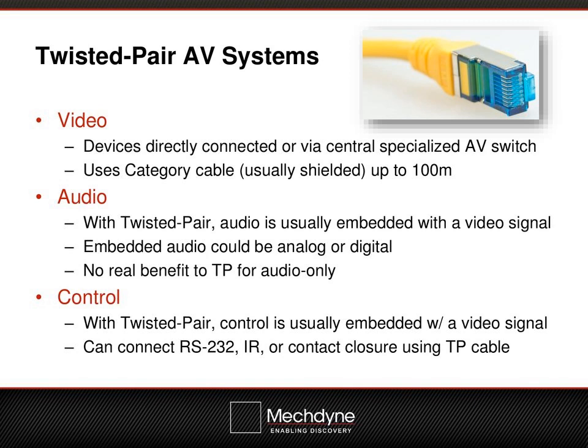Again, with audio and twisted pair, the audio is either embedded with a video signal, or you're probably not going to be using twisted pair because there's really no benefit to using a twisted pair cable for audio only. And for control, with twisted pair, your control is usually embedded with a video signal. So you might have video and audio and control all over the same twisted pair cable that you can then use to make that connection.